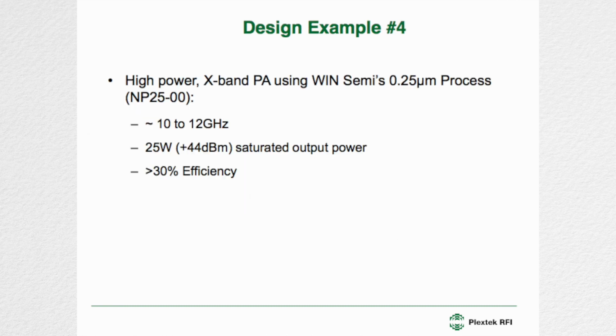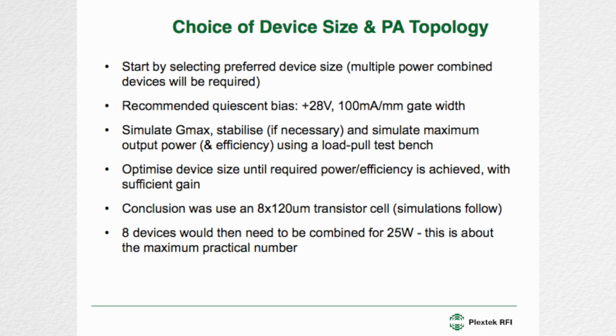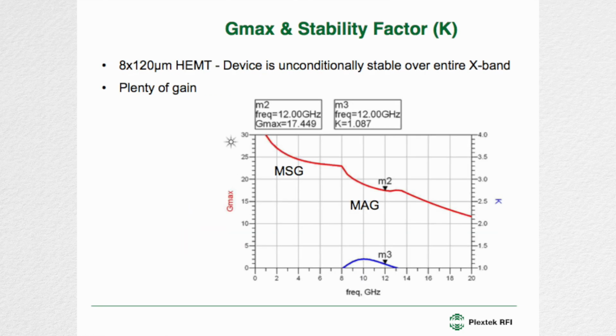Okay, I'll whiz through the last one. This is an X-band PA on WINS process, 10 to 12 gigahertz, 25 watts. So same design approach as before. We select the device size. We've gone for an 8 by 120, and we can see this is unconditionally stable round about X-band.